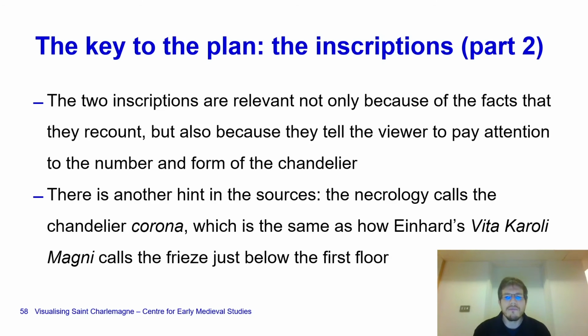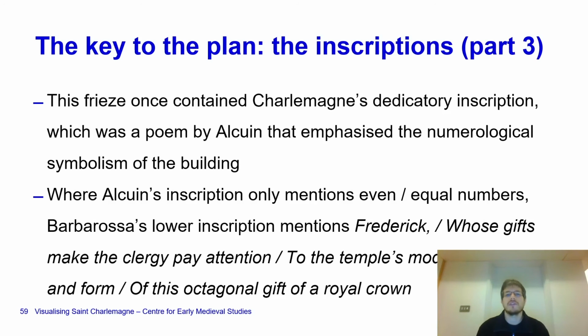The necrology, which is a genre of work which names all the donators and founders and important people for whom a church has to pray, calls the chandelier corona, crown, which is the same as how Einhard's Vita Caroli Magni, so the biography of Charlemagne, calls the frieze just below the first floor. And this is just around the chandelier. So there is a crown which is reflecting Charlemagne's crown. So there are references here that need to be taken seriously.